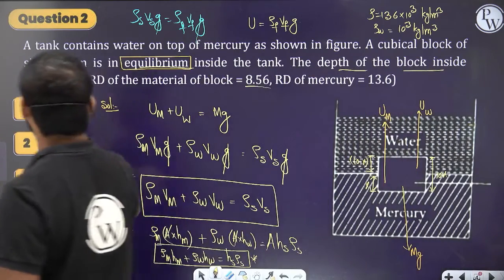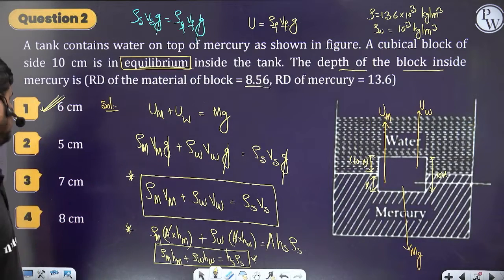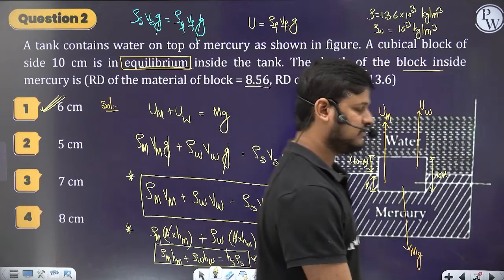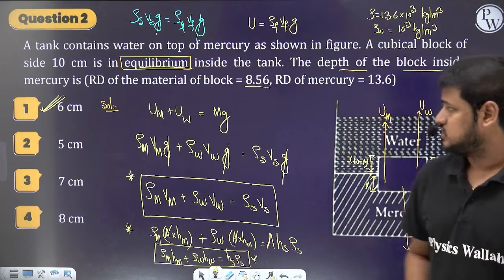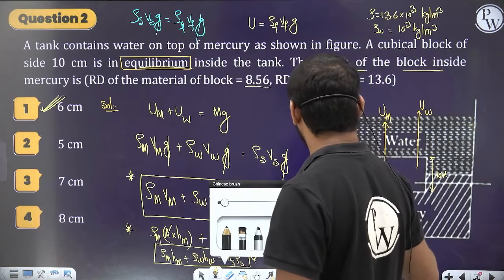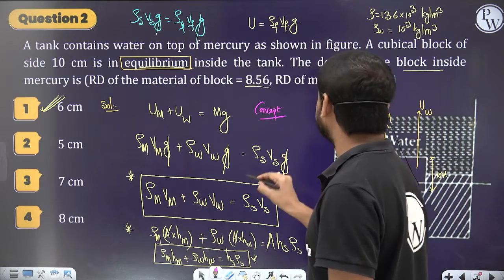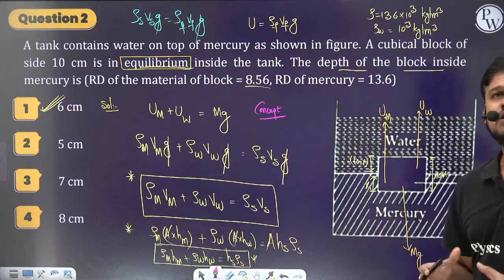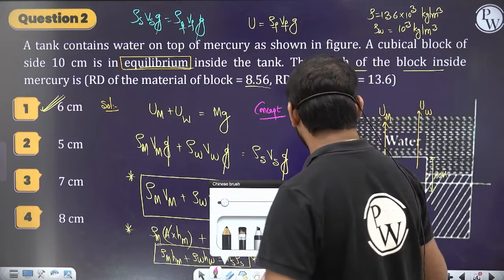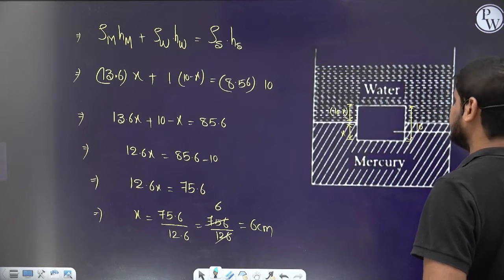Option 1. Don't take the approximation values, because the options are very close: 6, 7, 8 like that, 5, 6, 7, 8. Done, guys. So this is a concept you should remember, whatever we dealt with here. This is applicable when there are two immiscible liquids. Good, so now let's move further.